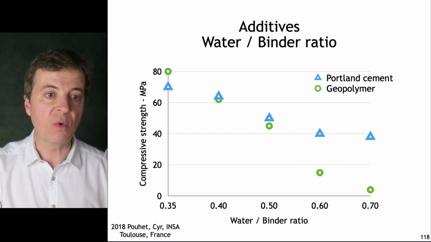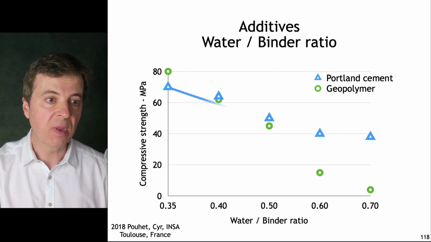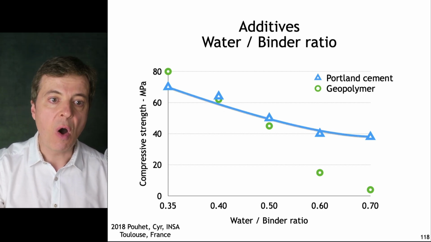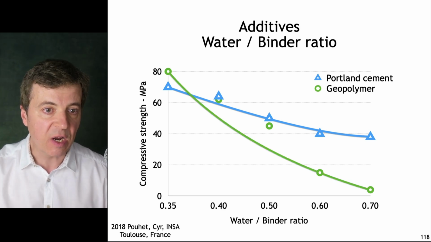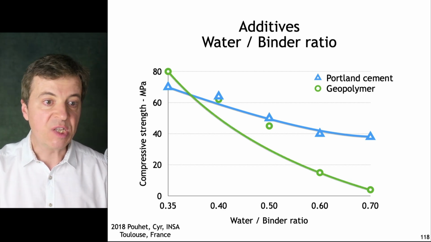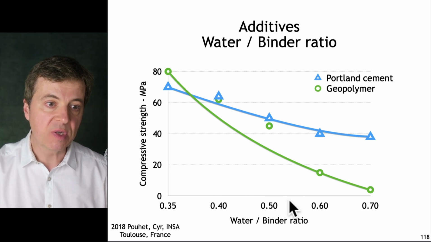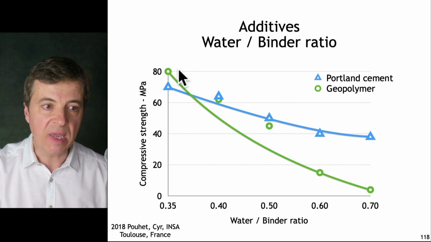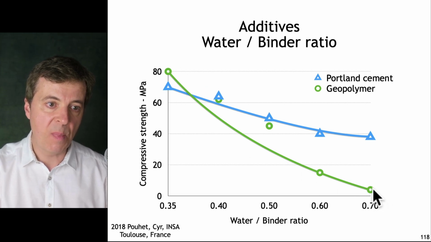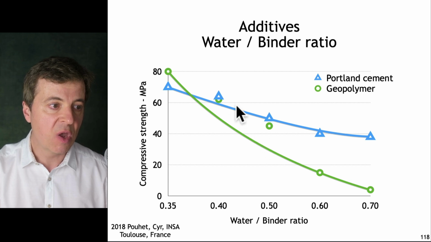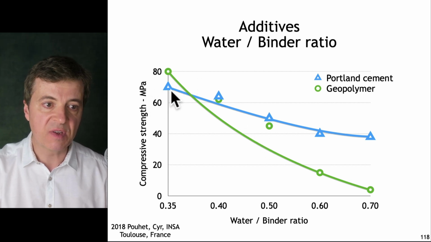If we compare the water to binder ratio, the addition of water in a geopolymer formulation implies a weakening of the material. When we double the amount of water in geopolymer, we go from 80 MPa to 3 MPa, compared to Portland cement, which goes from 70 MPa to 40 MPa.